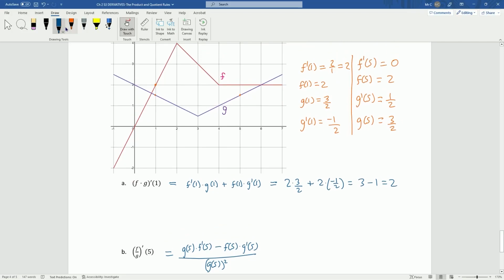Okay, so let's take a look at this. What do we get? 3/2 times 0 minus 2 times 1/2, divided by 3/2 squared. 3/2 times 0 is 0, minus 2 times 1/2, that's minus 1 over 3/2 squared is 9/4. Multiply by the reciprocal, and we get negative 4/9.